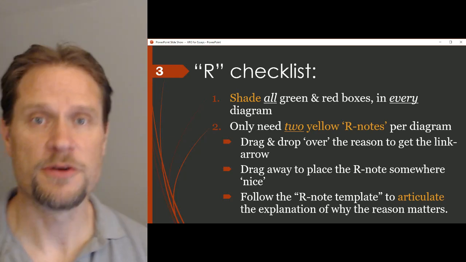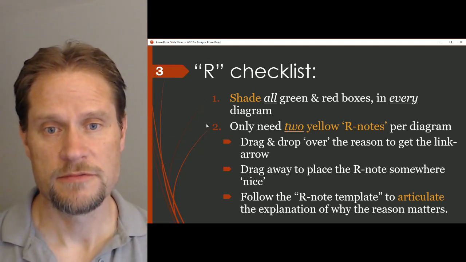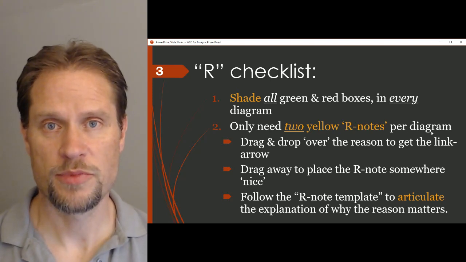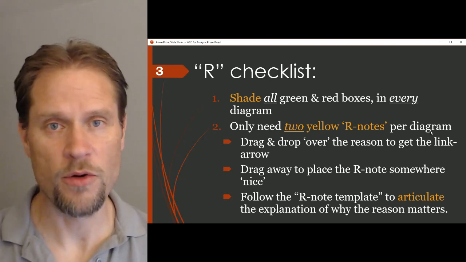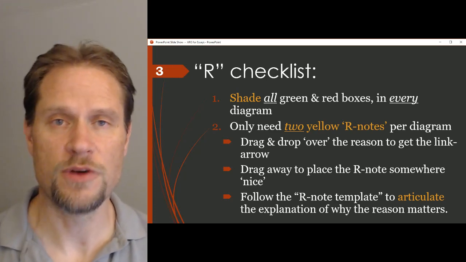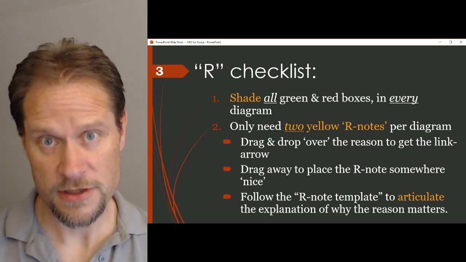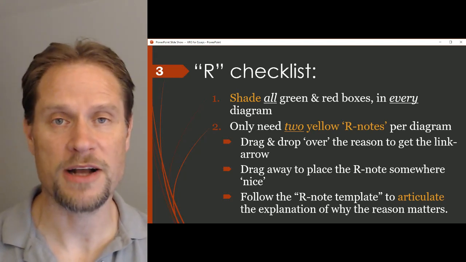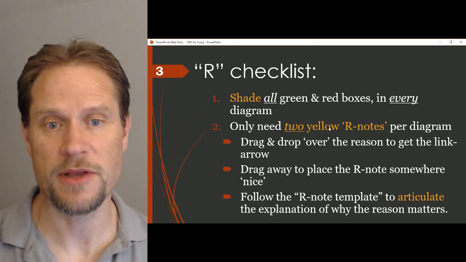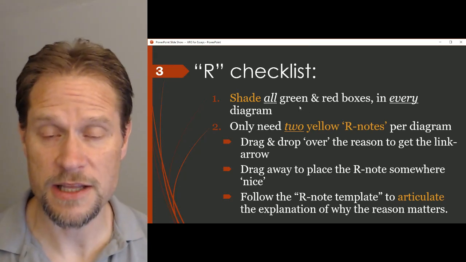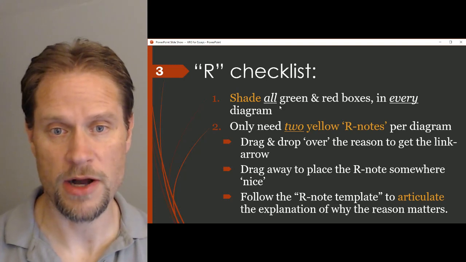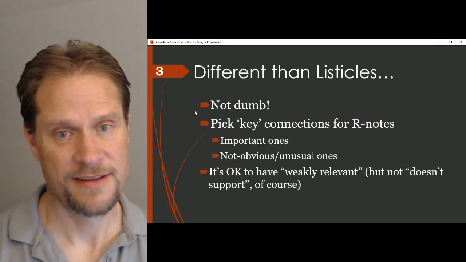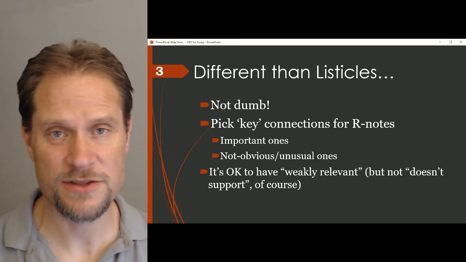But even though there's probably a lot more boxes on your essay, I'm still going to stick with 2 yellow R notes per diagram, right? So for the whole map, no matter how busy it is, just 2 R notes is fine. But you should, in principle, be able to do an R note for every box to justify the shading that you did, right? Because the R notes are how you articulate the shading that you gave a box, right?